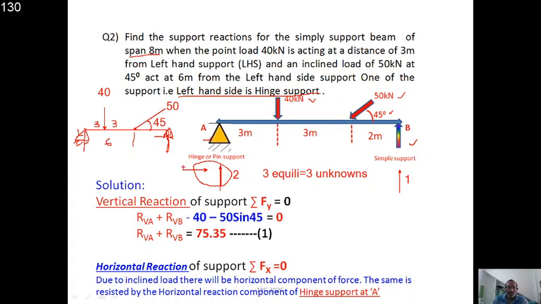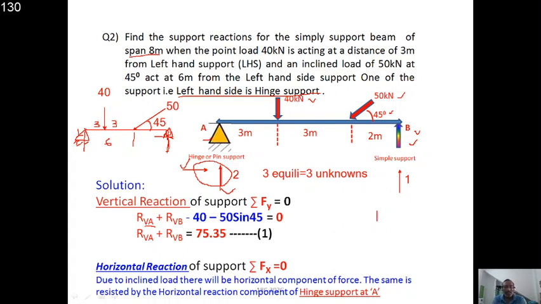RA has two reactions, among which RHA is horizontal and RVA is vertical. V means vertical, H means horizontal. You see this notation: RVA means the vertical reaction at support A, and RVB means the vertical reaction at support B.